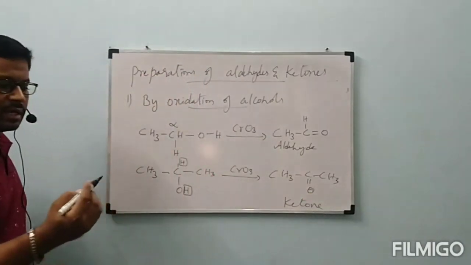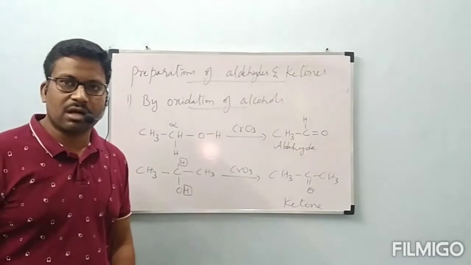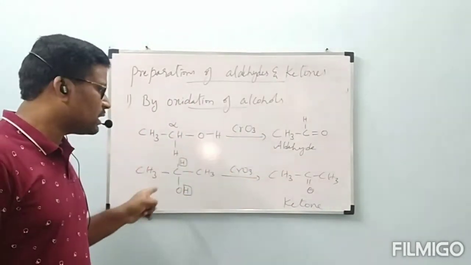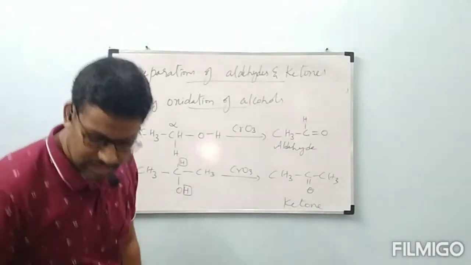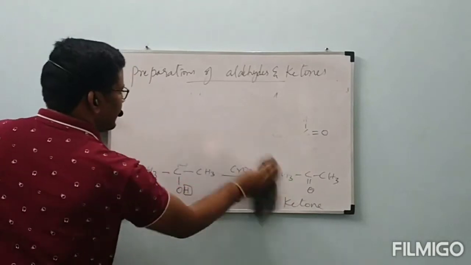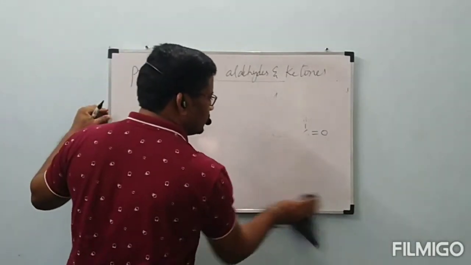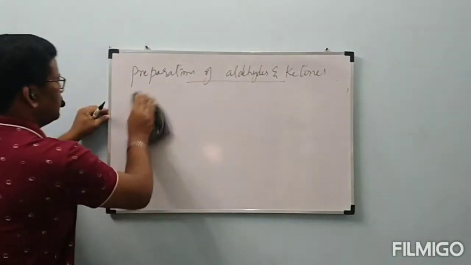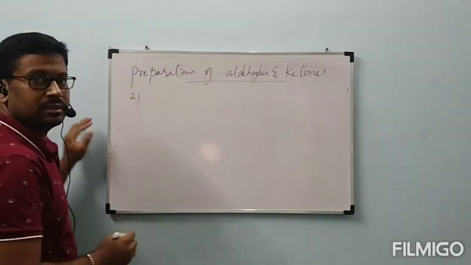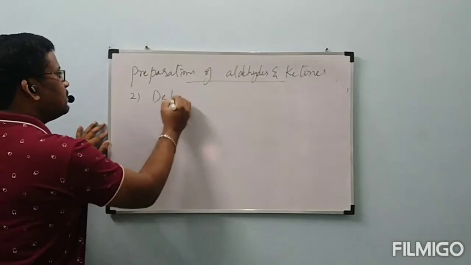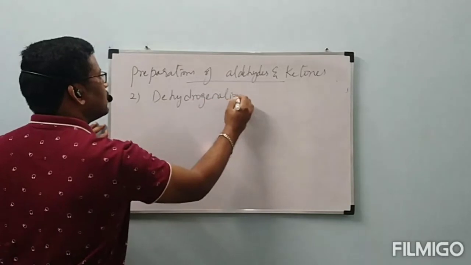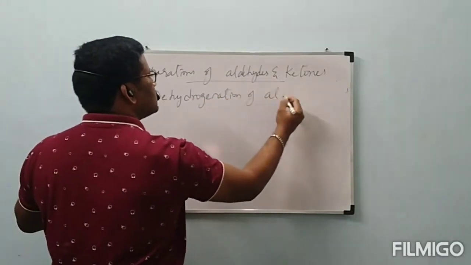In this way, commonly we can prepare aldehydes and ketones by the oxidation of alcohols. Primary alcohols will undergo oxidation to form aldehyde. Secondary alcohols will undergo oxidation to form ketone. Next. The second preparation, that is dehydrogenation of alcohols.